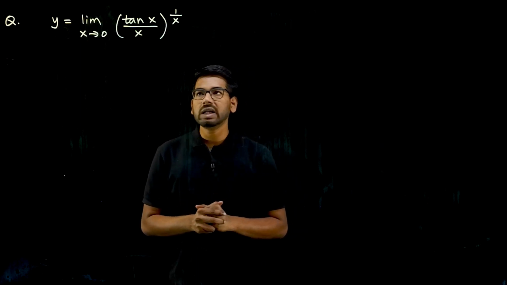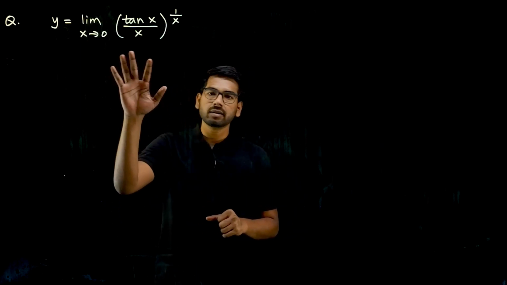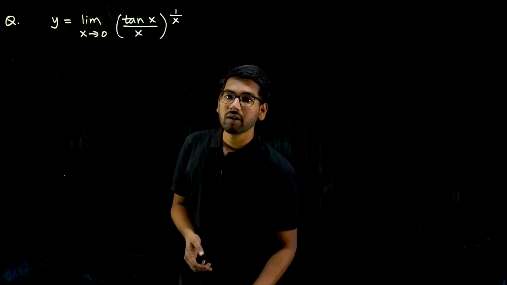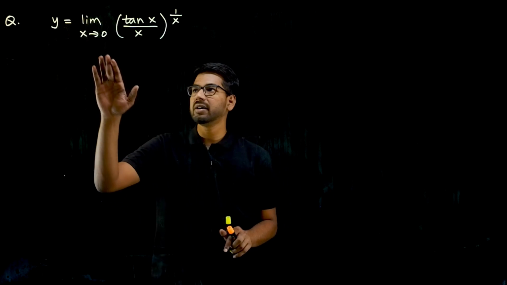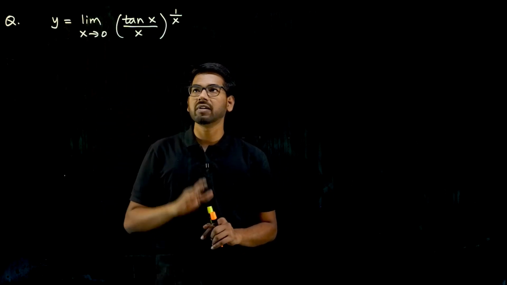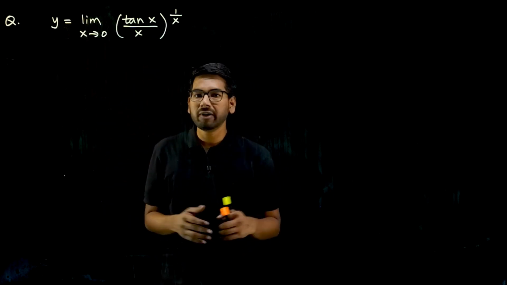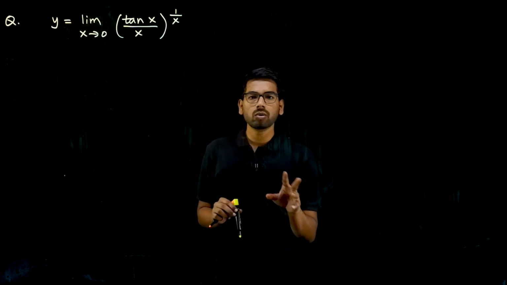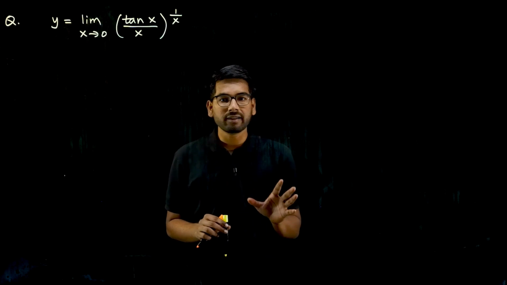So the question is: evaluate the limit of (tan x by x) power 1 by x as x approaches 0. Whenever you see a limit question, first evaluate the limit by substituting x equal to 0 in place of x, and see what the immediate result is. Before doing that, I'll tell you one or two identities.